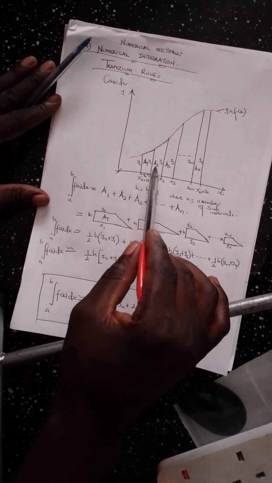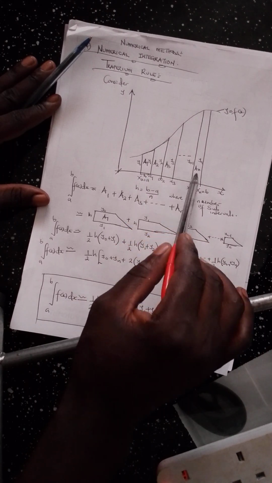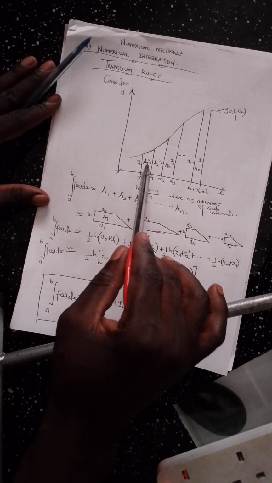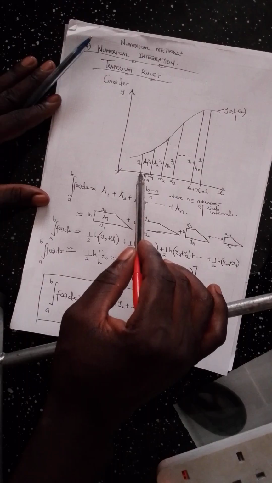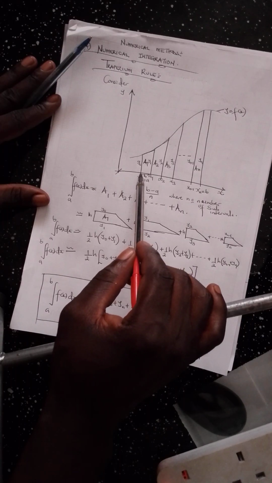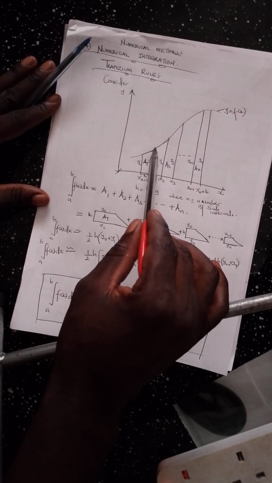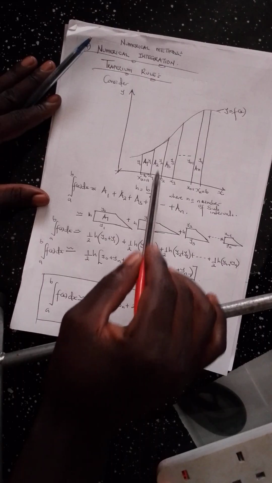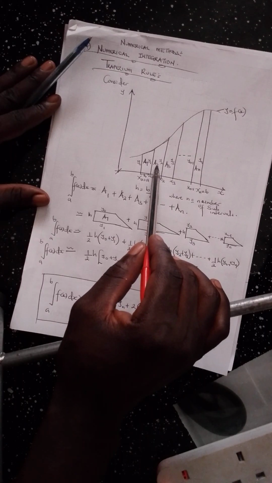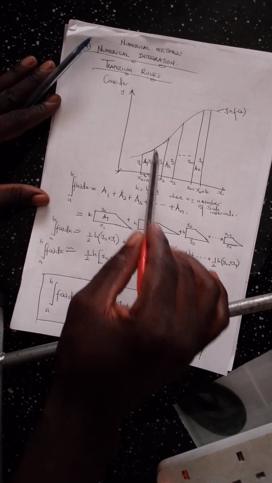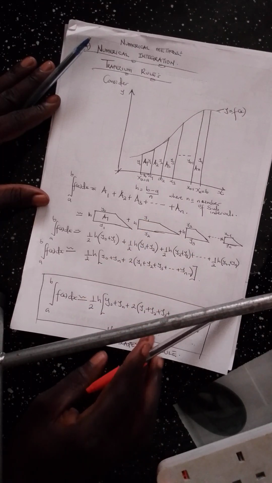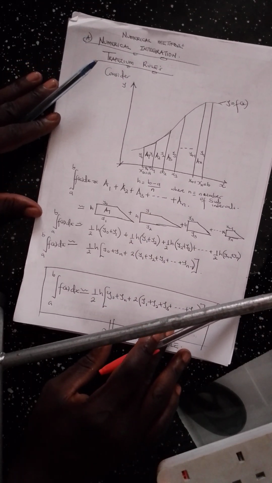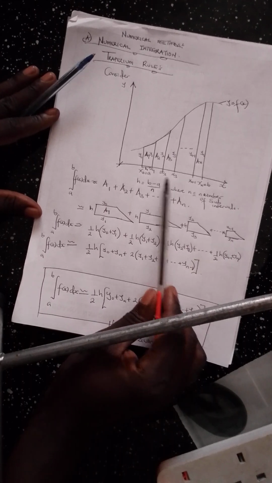So A1, A2, A3, and so on up to AN, they represent areas of different trapeziums. A1 is the area of the trapezium which runs from x0 to x1 to here to there. A2 is the area of the second trapezium which runs from here to here to here up to there. So that is the essence of calling it the trapezium rule.